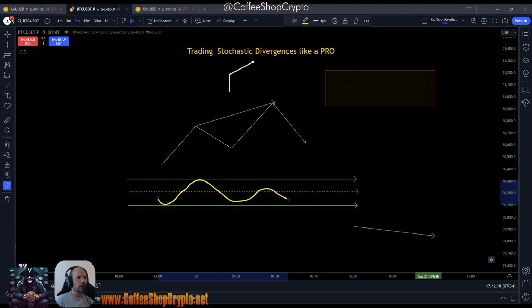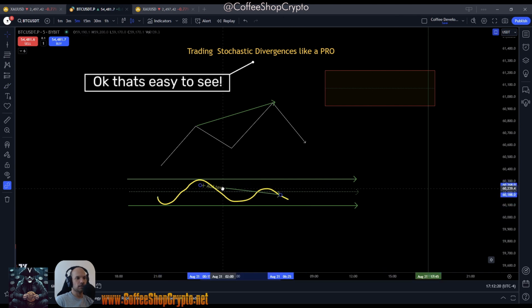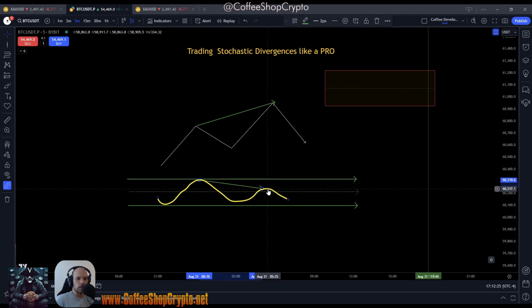So what you end up having on the stochastic is a bearish divergence, okay? You have less momentum allowing it to go up, which means there's a lot more resistance up here, and price is saying, hey, I haven't caught up yet. So if price hasn't caught up, we need to find out where the inertia is going to allow it to catch up.